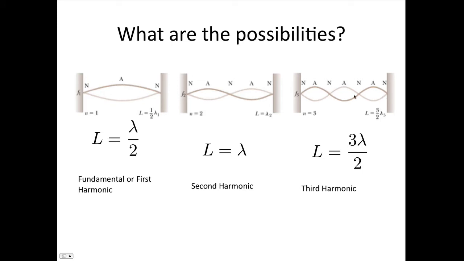Now, it would also be possible to set it up with four nodes spaced along the string, an extra node here and an extra node here, in which case the length of the string is 3 lambda on 2. Each of these is lambda on 2, and there are 3 of them. This is called the third harmonic because it's got the 3 loops.